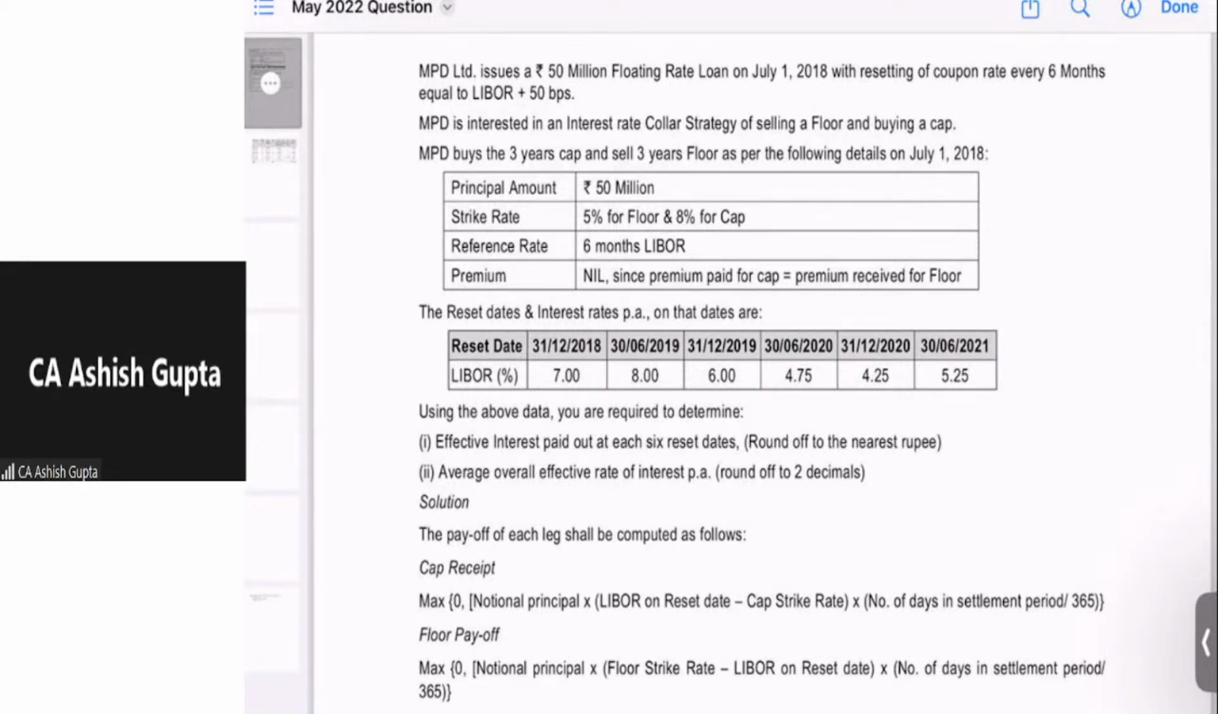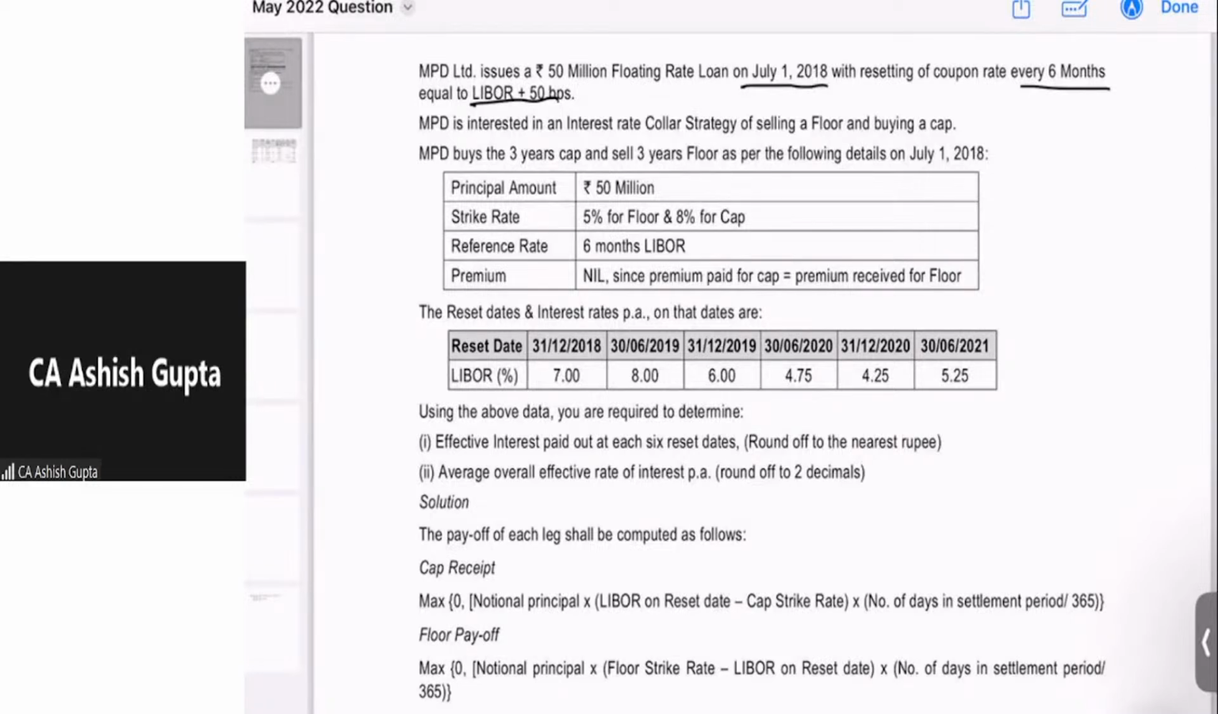It says that MPD Limited issues a 50 million floating rate loan on 1st July 2018 with a resetting coupon every 6 months equal to LIBOR plus 50 basis points. Students, please note that LIBOR is no more there in practice. Since it is a question from an earlier time, LIBOR was present at that time.